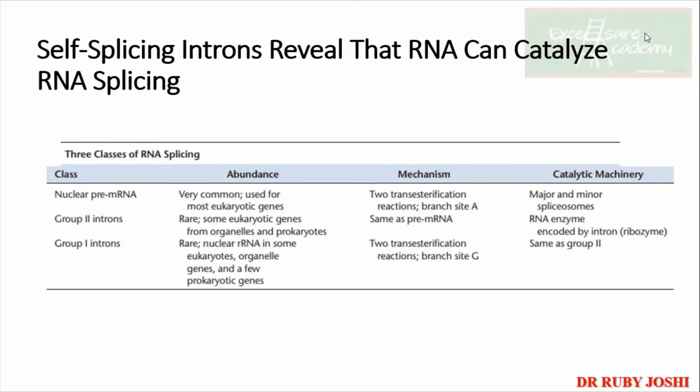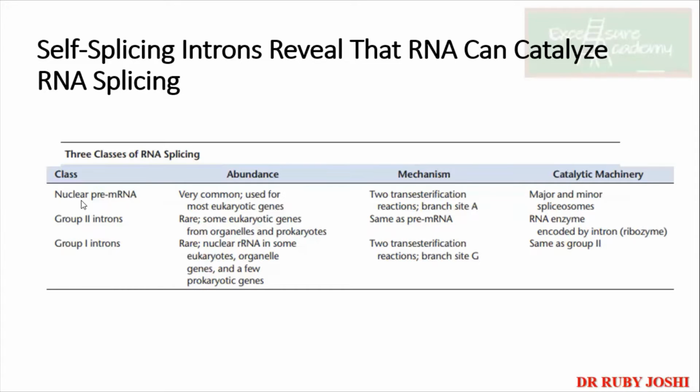So now let's move ahead. The self-splicing introns reveal that RNA can catalyze RNA splicing. So these are the different types of intron splicing mechanism where RNA itself will be catalyzing its removal. Okay. So what did we see just now? It was using the help of the spliceosome machinery. But now they themselves can catalyze the RNA splicing. So this is the three classes of RNA splicing that we have discussed.